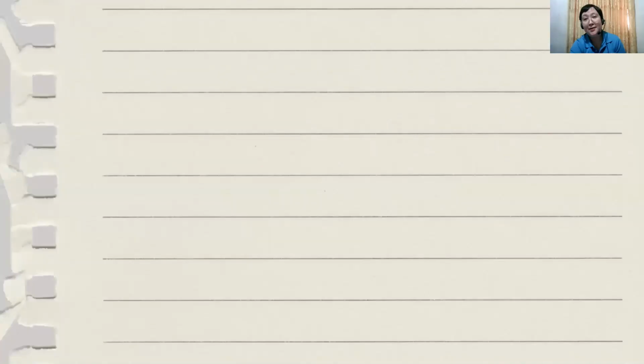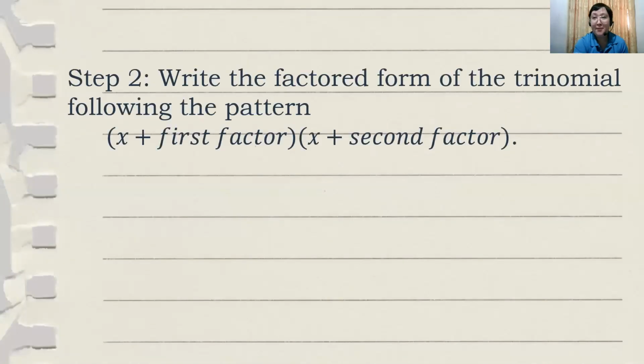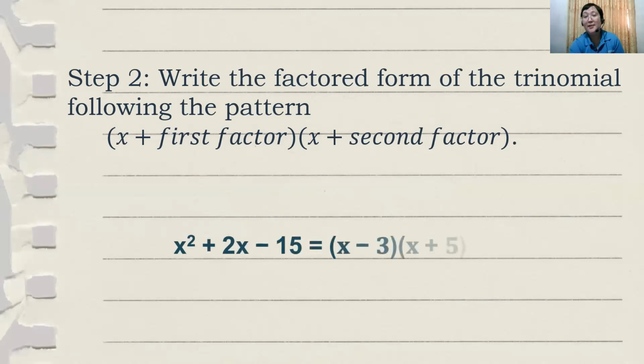And then again, after that, write the factored form of the trinomial following the pattern. So how will you write that again? We have the factored form of x squared plus 2x minus 15 is quantity x minus 3 multiplied by quantity x plus 5 quantity. Get that? Okay.